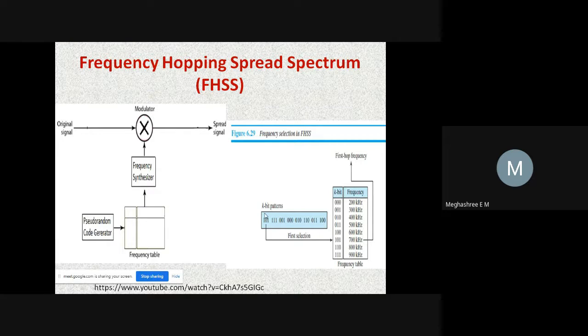When this is generated, the frequency table is also created for this pattern. Then when a particular bit is generated by this code generator, the respective frequency in the frequency table is referred, and that first hop frequency is given to the frequency synthesizer. This generates the carrier signal and it is given to the modulator, where the original signal modulates that carrier frequency and generates the spread signal. Okay, this is how frequency hopping spread spectrum is implemented.